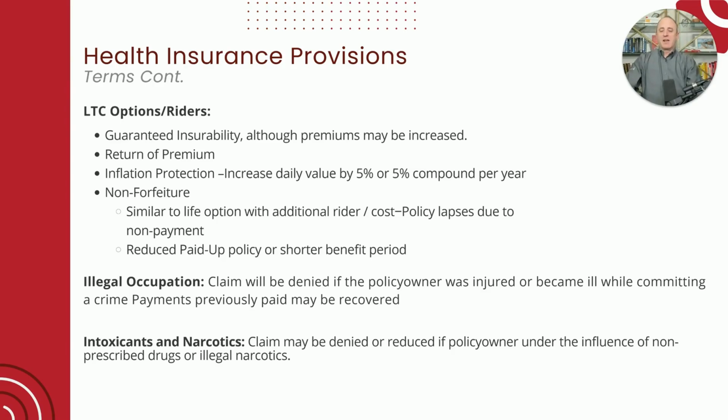Illegal occupation. If it comes up that someone was committing a crime in the course of whatever injury or illness occurred, and this is discovered, it could lead the insurance company to say, hey, we want that money back. Or it could mean that the claim will be denied altogether. If the person is under the influence of non-prescribed drugs or any sort of illegal narcotics, it could also result in the claim not being paid or being denied, or again, a recovery of money for services if they discover that.